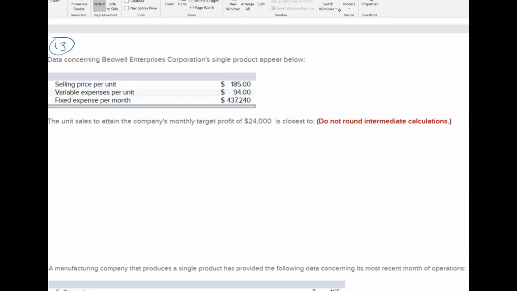Okay, 13. 13 is asking for the unit sales that they need to attain a company's monthly target profit of $24,000. Okay, we need to figure out the contribution margin, which is selling price minus variable cost, and that is 91.